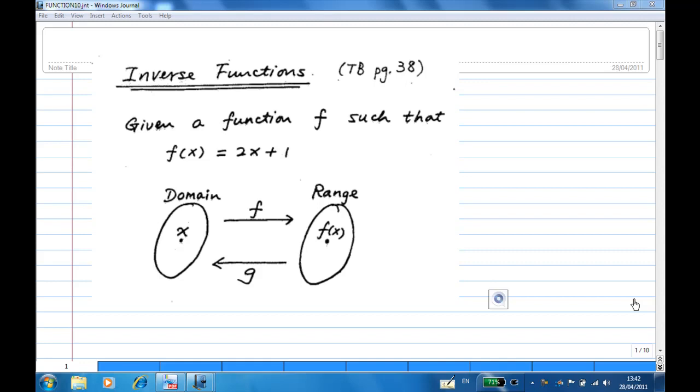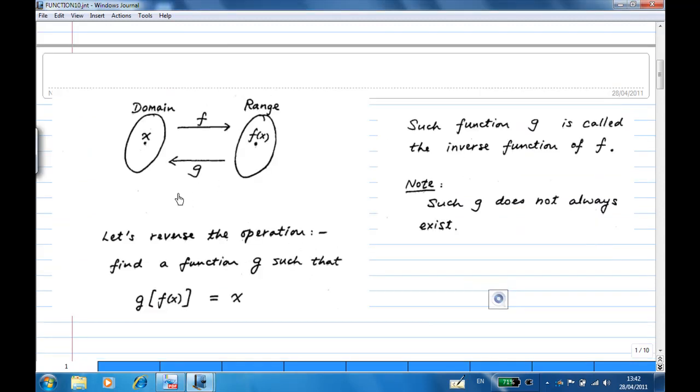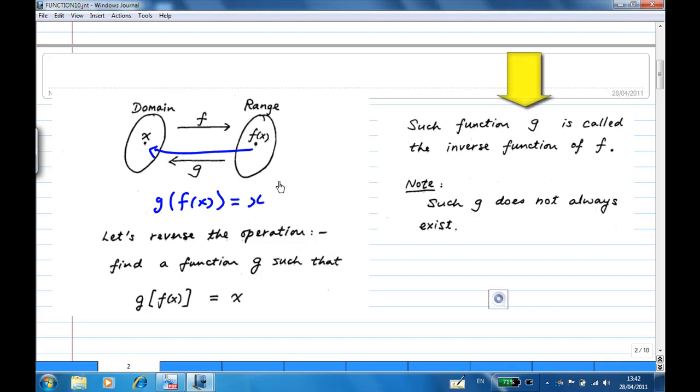This lesson will focus on inverse function. Given a function f such that f of x equals 2x plus 1, you can see in the diagram. Now, if you try to reverse the process, say, define a function g such that you send f of x back to x, so g will send f of x to x. So in terms of writing, we have g of f of x equal to x. This g is called the inverse function of f.